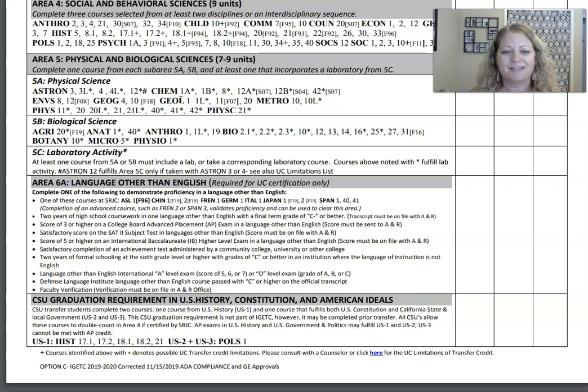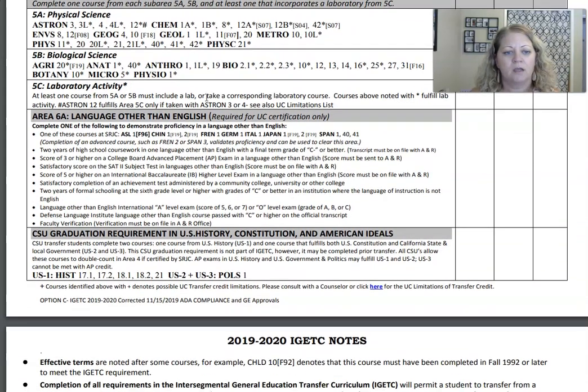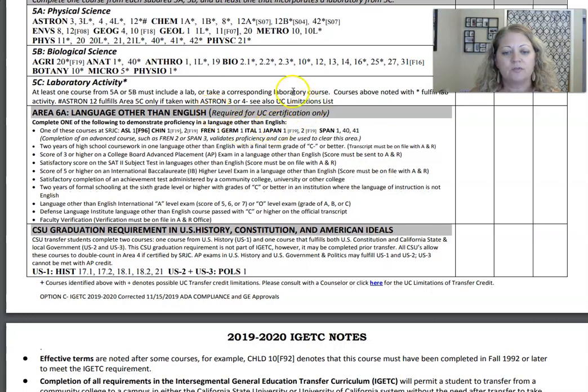Here is a big difference. Chemistry has changed. So chemistry is now Chem 3A with a lab separate, and then Chem 1B has changed to Chem 3B, which includes the lab. So you would see that difference on this year's IGETC sheet when it gets posted. This is a requirement for the UC only.